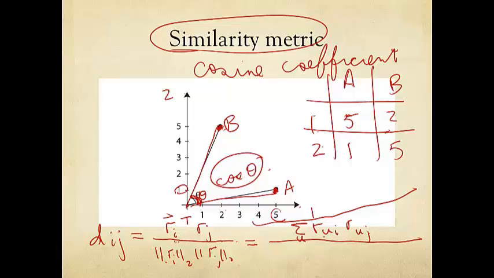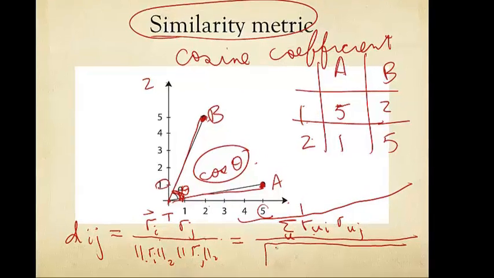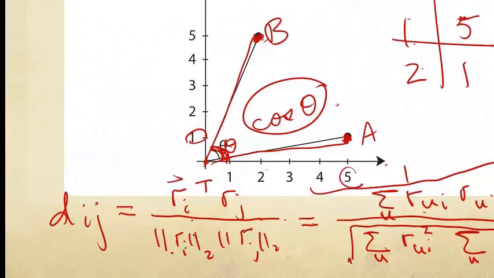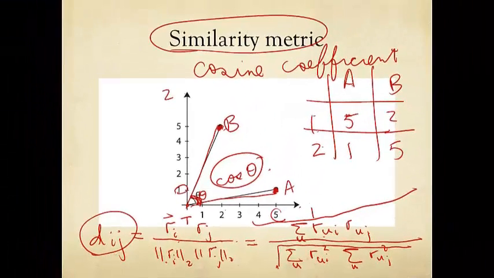That is the inner product of these 2 vectors, divided by the square root of, just by the definition of the L2 norm of the 2 vectors, R_ui squared, summing over all the u's. It's the same set of u as here in the numerator, and summing over the same set of u, R_uj squared. That's just the L2 norm of these 2 vectors. So this dij is the cosine coefficient, defined geometrically as the cosine of the angle theta, and algebraically defined as such.